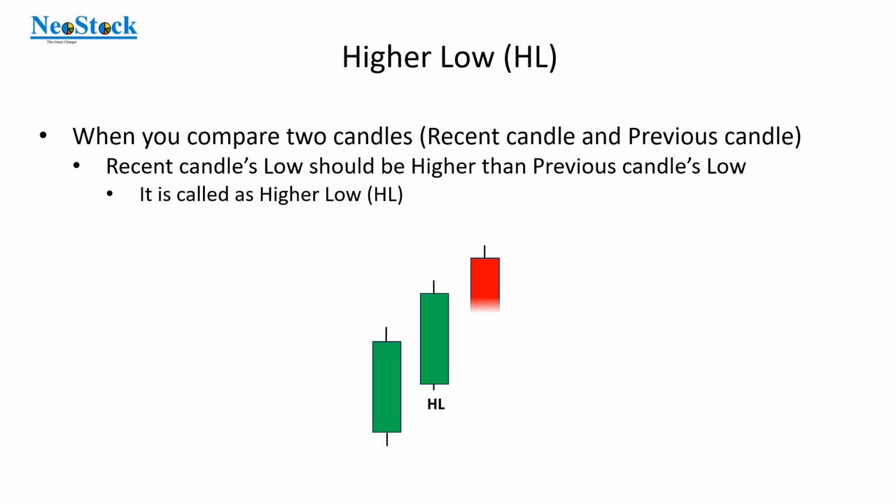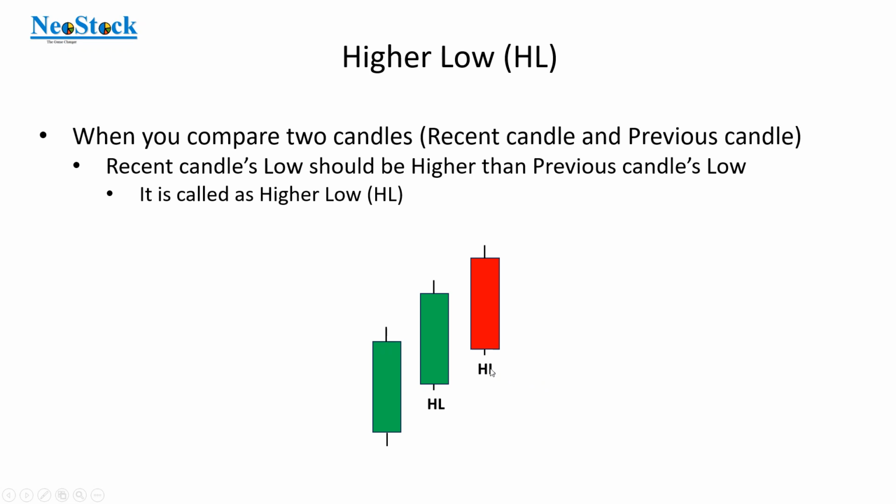Now let's look into one more candle. And this bearish candle is the recent candle. This bullish candle is the previous candle. When you are comparing both these candles, which one are we comparing? The lows we are comparing. Is the low of the recent candle higher than the previous candle's low? Yes. Then we get HL. HL indicates higher low, which means the recent candle's low is higher than the previous candle's low.